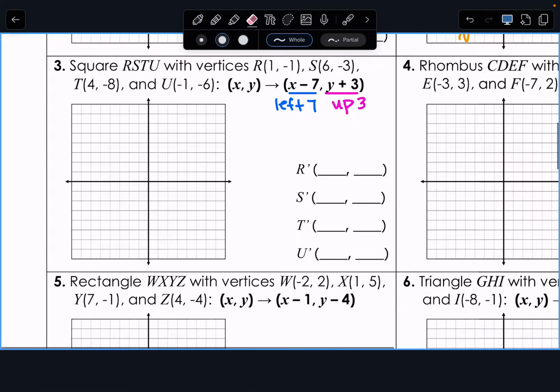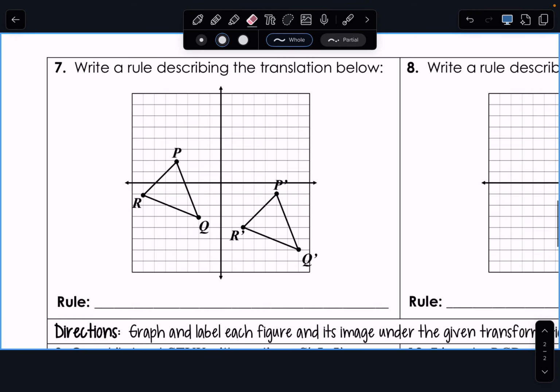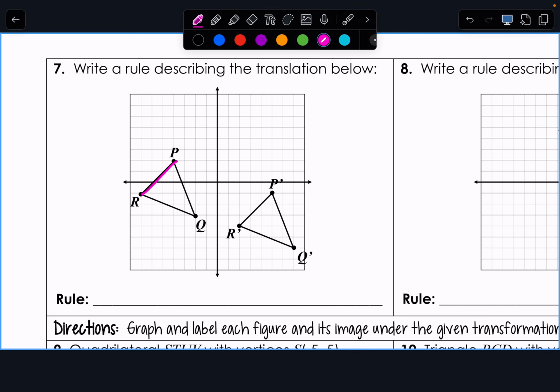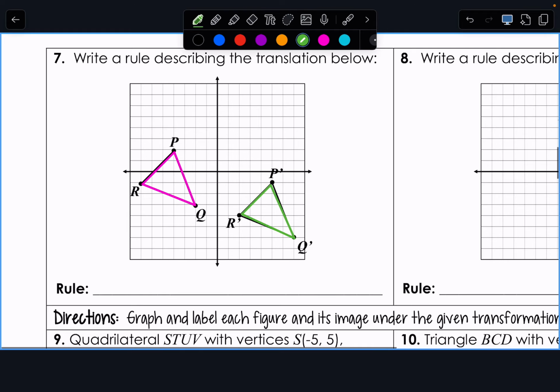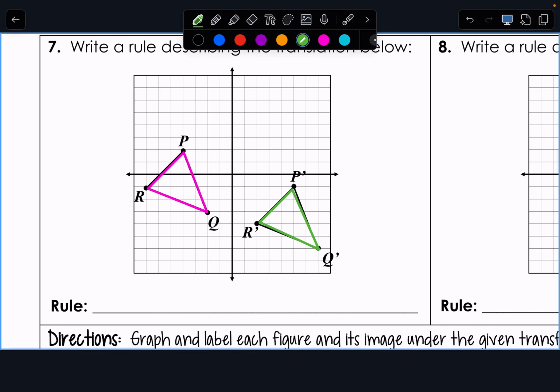Now, slide your eyes over to the top of the next page. We're going to look at number 7. Okay, I am going to outline this triangle in pink, and I'm going to outline this triangle in green. Which triangle, pink or green, is the first triangle? Why pink? Do you notice how the green triangle has these little apostrophes? That means it's the second triangle.